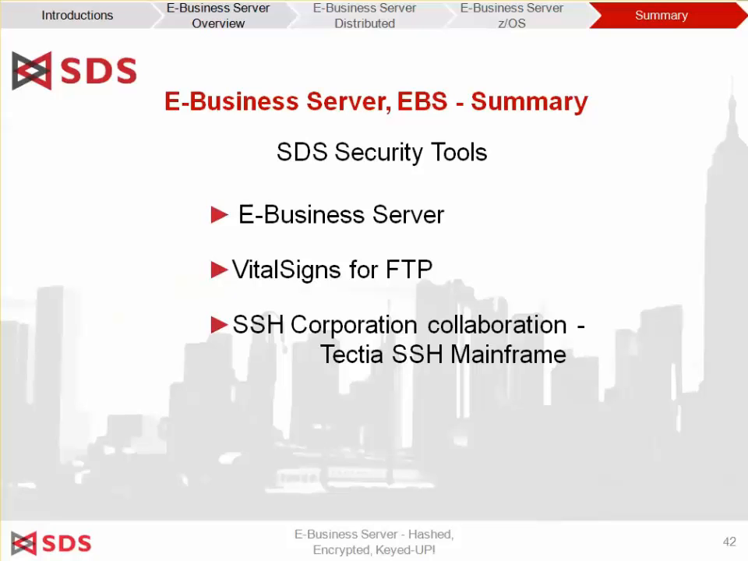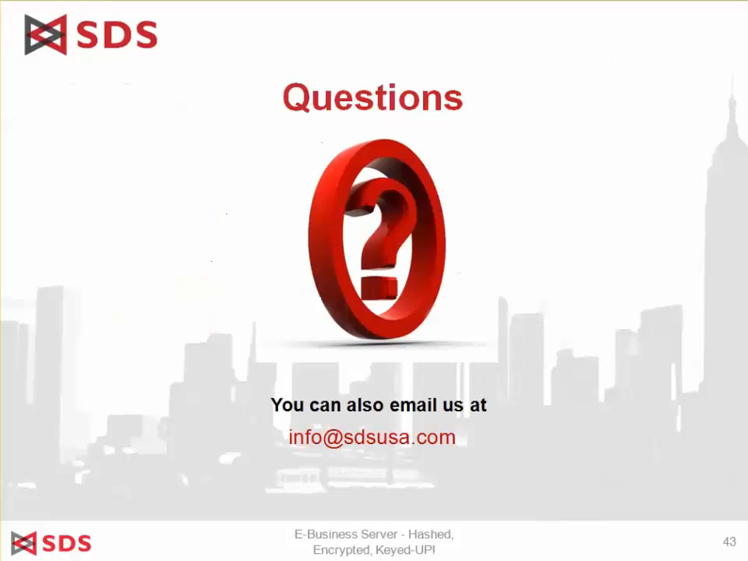We have Vital Signs for FTP, software that automates enforcement of security standards throughout enterprises, with low overhead security and automation for file transfer. And SSH Corporation's collaboration software, SSH Tectia, provides SSH encryption for data in transit throughout networks. Remember, we can provide a free trial for these products. Let us show you how they work together.